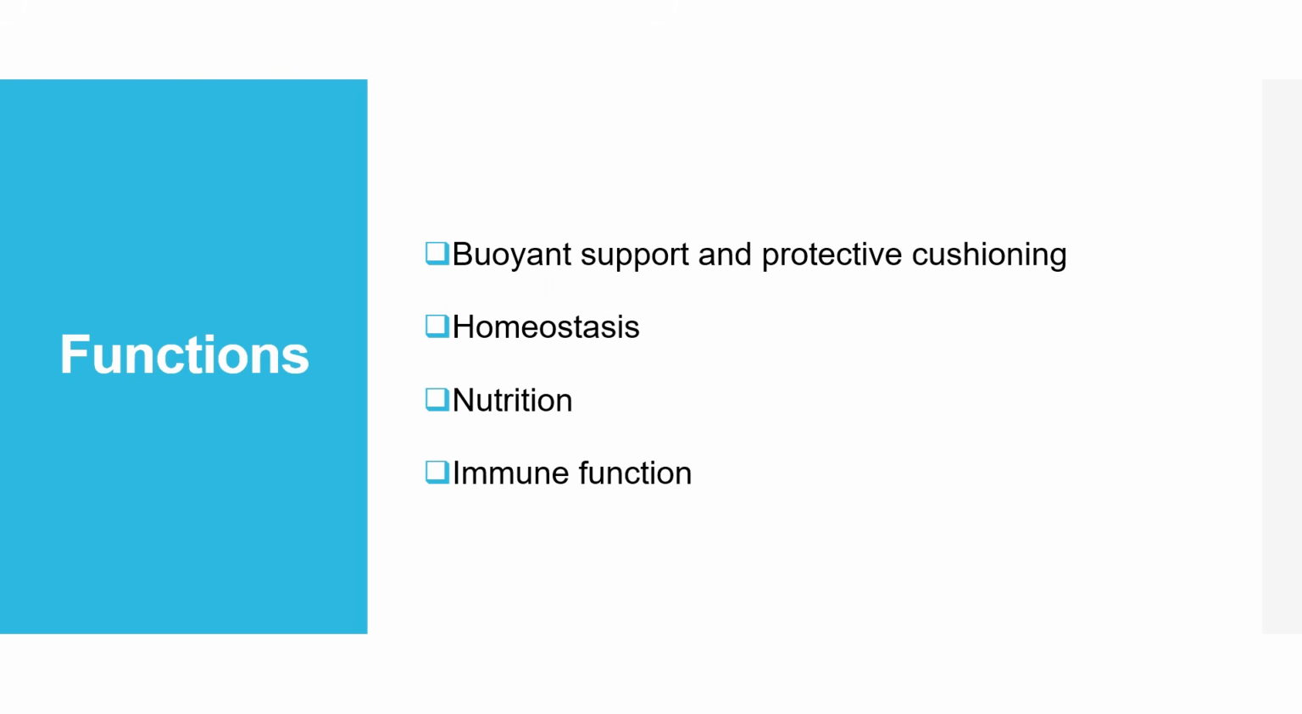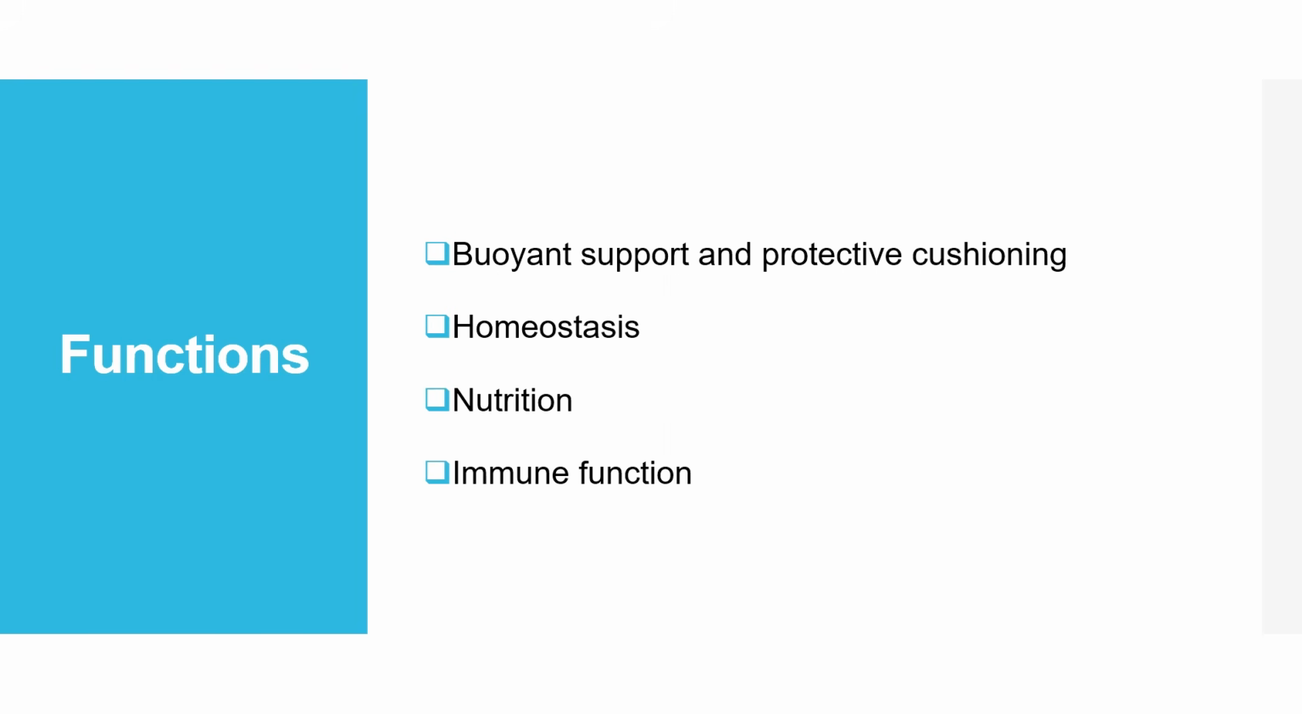CSF functions include maintaining the equilibrium inside the brain, that is homeostasis, and nutritional supply. All the needed nutrition requirement is fulfilled by the CSF inside the brain, and also it prevents infections happening inside our body. So it has an immune function also. One of the major and foremost functions is the buoyant support, and it acts as a protective cushioning.